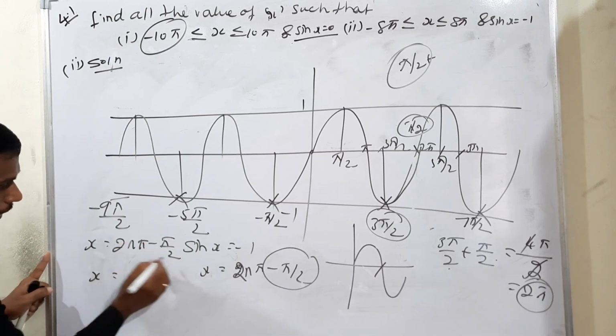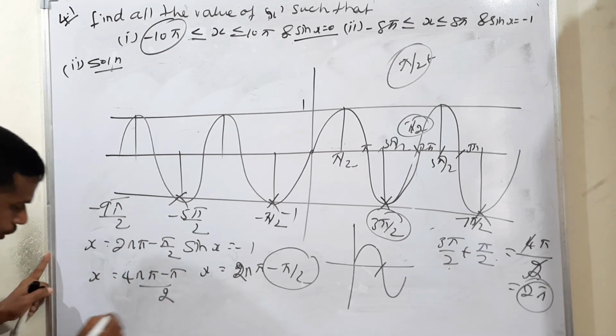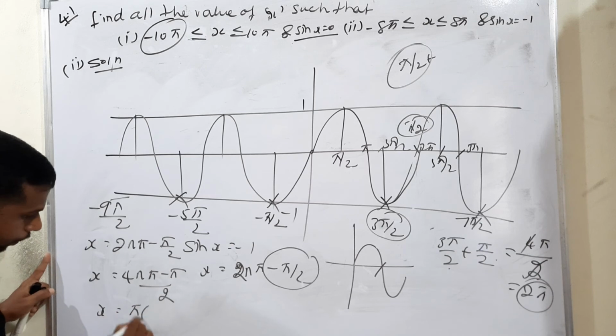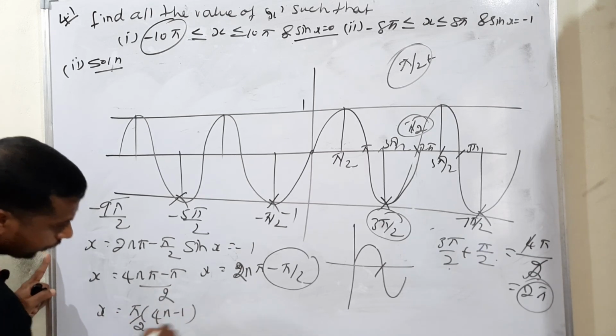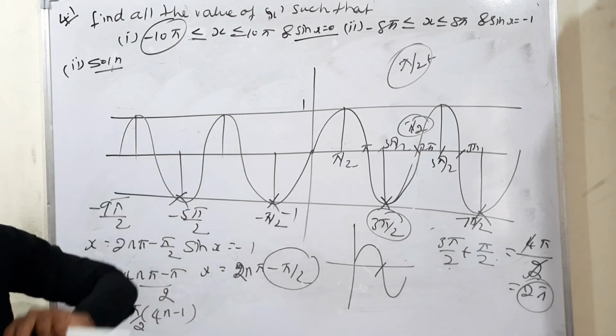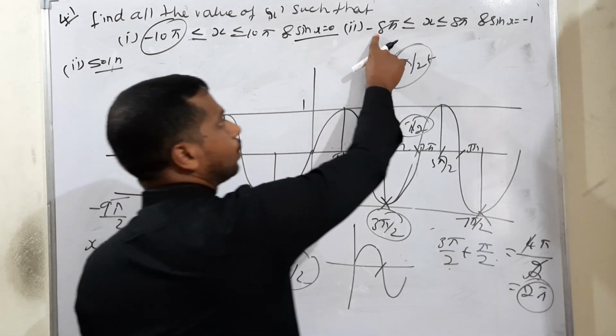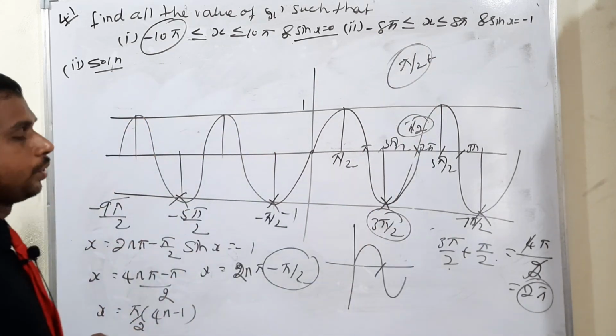So cross multiplying, 2 into 2 is 4n pi minus pi by 2. Therefore x is equal to pi by 2 taken common outside, times 4n minus 1. So what are the possible cases for this one? For the second subdivision, sin x is equal to minus 1, because the interval is also minus 8 pi to positive 8 pi.